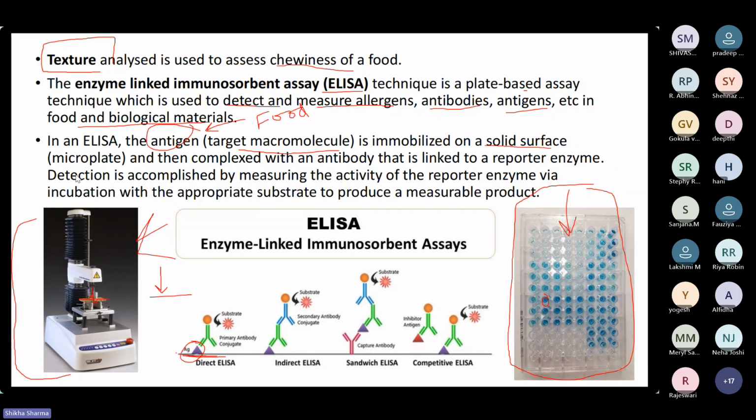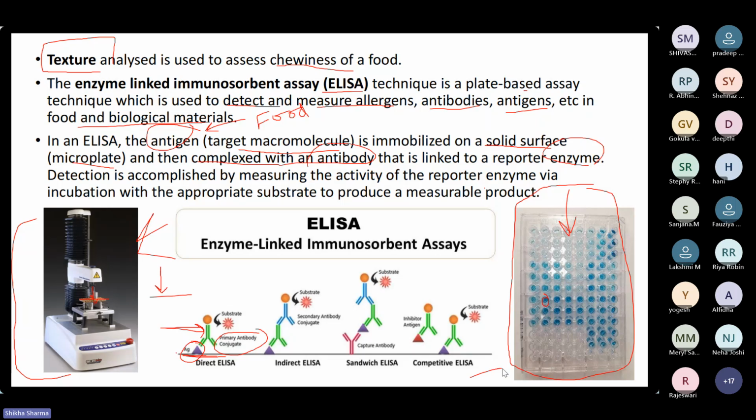It is immobilized on the solid surface of this microplate, and then the antibody, which is coupled with the reporter enzyme, is added. So this is the antibody which is conjugated with the enzyme. This antibody will be attached to the antigen. Then the substrate will be converted into some product, so we'll get a signal or a change in color, which we can measure. Here is the blue color conversion, and we can see different intensities.